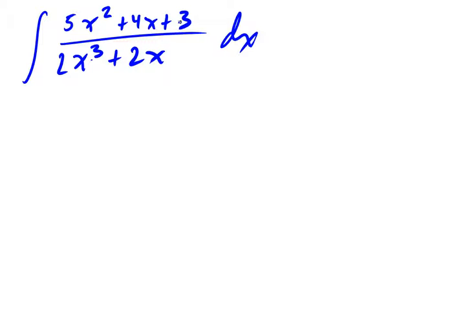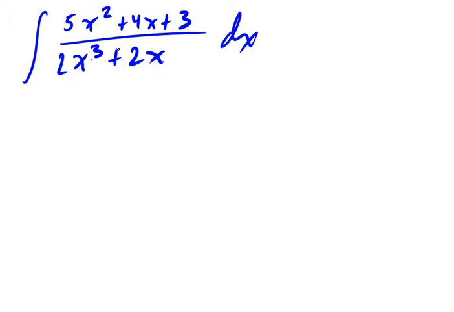However, if u is equal to the denominator, then du would have to be 6x squared plus 2, and this is not just a scalar multiple of the numerator. It's got an x in it, so that's not going to work. So okay, I'm going to go to partial fractions.